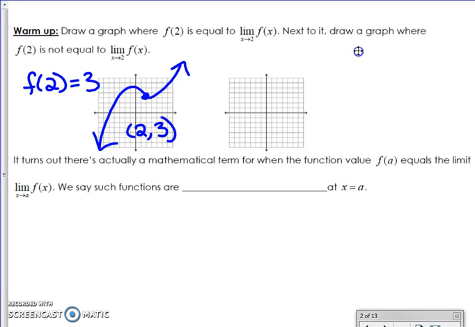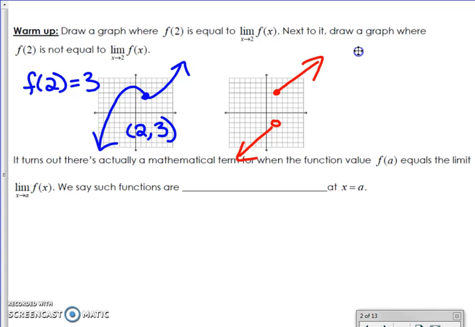So that is a case where f of 2 and the limit of f of x as x approaches 2 are the same. And then next to it, I'm going to draw one where they are not the same. So here, I'm going to put an open circle. Maybe we have an open circle right here, and it's going down that way. And then up here, I'm going to put a closed circle, and this guy's taking off up and to the right there.